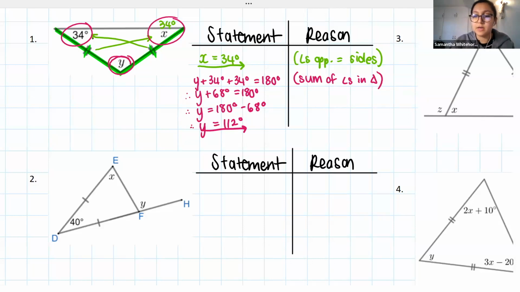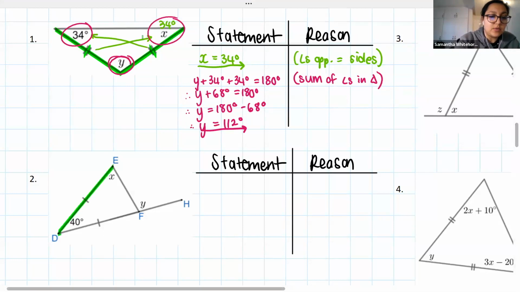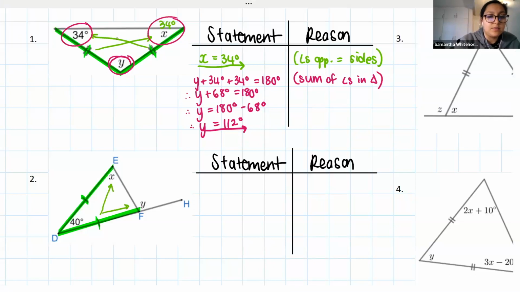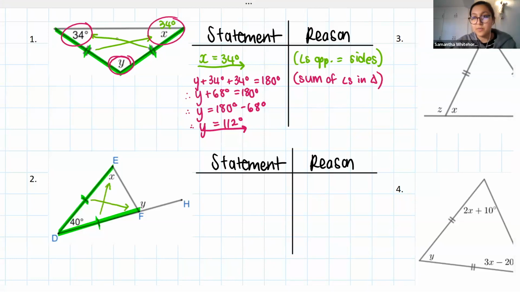If we then have a look at number 2. Again, let's just see what we have. We've been told that DE is equal to DF. So we've been given 2 equal sides. Again, I know that because of the lines on them. And so what that means is that I know that the angles opposite them are equal. Let's try that again. Angles opposite them are equal.